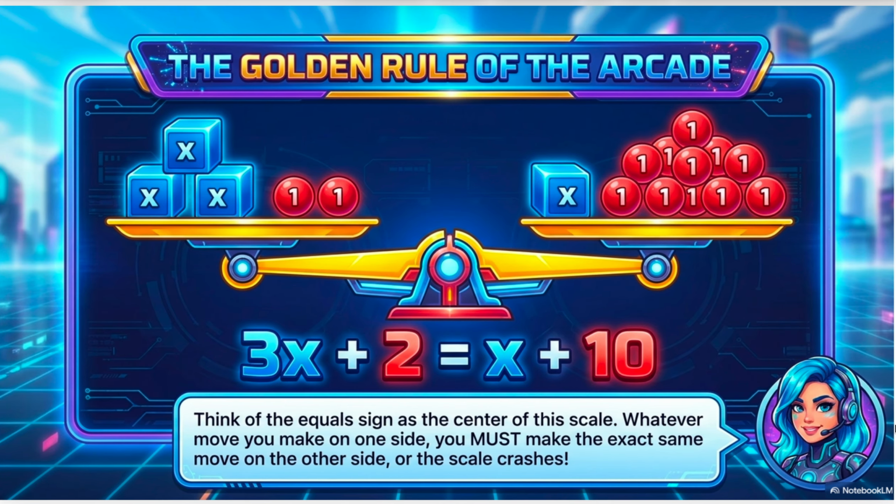Before we start solving, remember the golden rule of equations. Whatever you do to one side, you have to do the exact same thing to the other side. Think of the equal sign like a balance scale. If you change one side but not the other, the equation is no longer balanced.